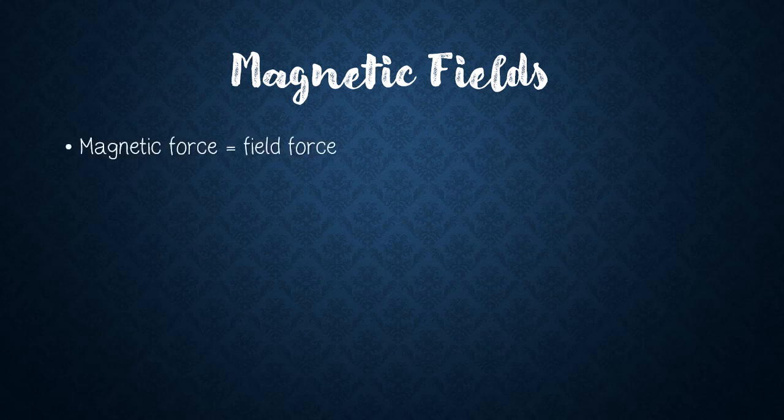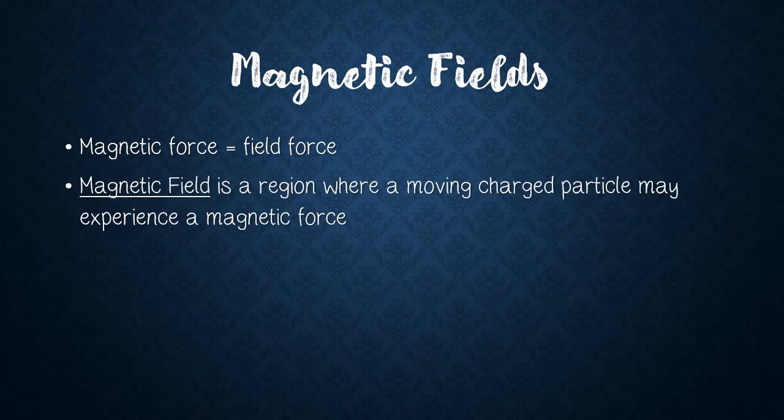For starters, the magnetic force is a field force. We know several other field forces, such as the gravitational force and the electric force. And just for a refresher, a field force indicates that there must be a field, or a region where that force is felt, because you don't have to have contact if it's a field force. So a magnetic field would be a region where a moving charged particle may experience a magnetic force.